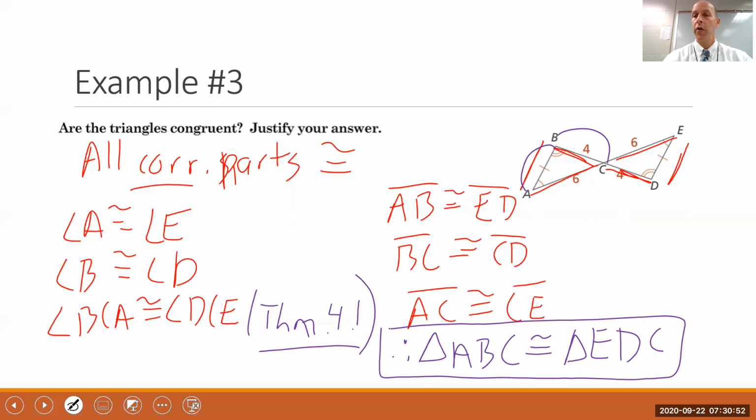Those two triangles are congruent, and they are congruent by the definition. This is by the definition of congruent figures or shapes.